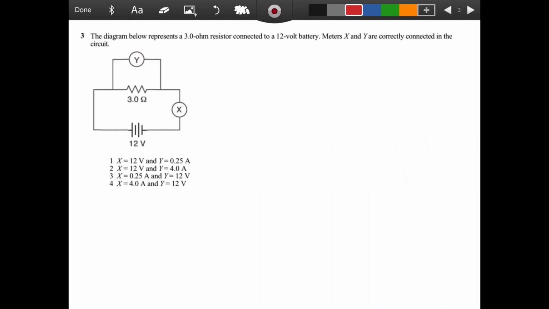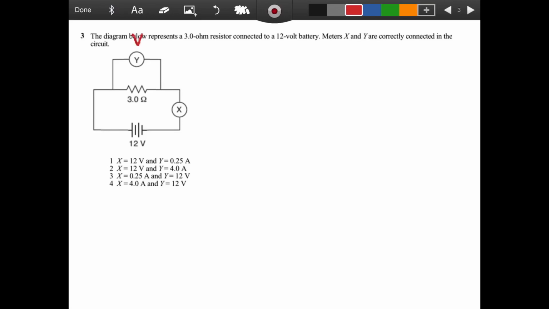Next one, we have a diagram below, which represents a 3 ohm resistor connected to a 12 volt battery. Meters X and Y are correctly connected in the circuit. Now, right away, once you get familiar with the vocab, you know it's potential difference, and potential difference is measured across something. If we have a point here and a point here, this is a potential difference across the resistor of 3 ohms. So right away I know that Y has to be a voltmeter.